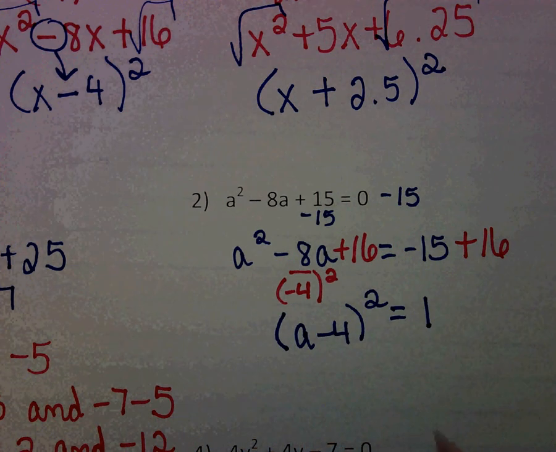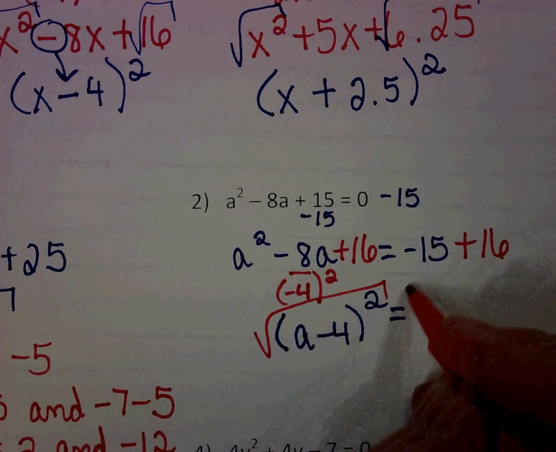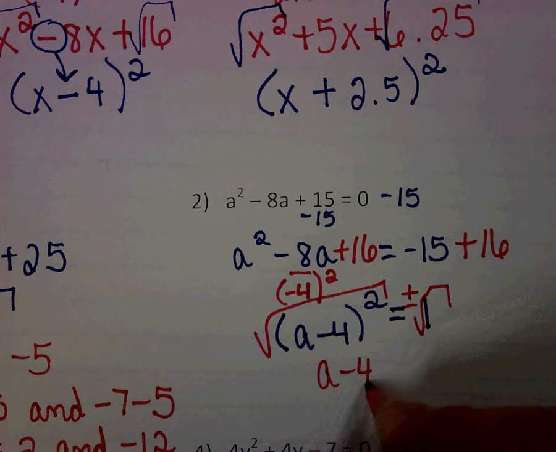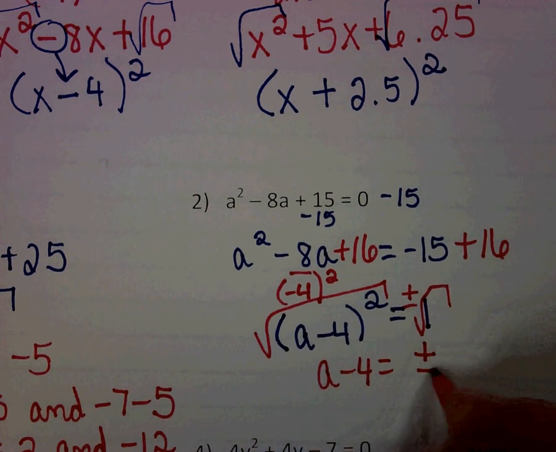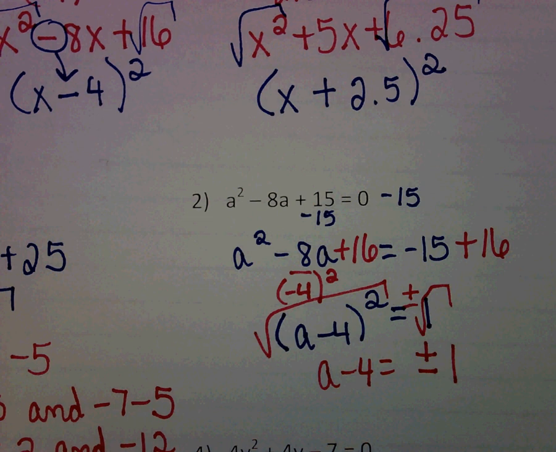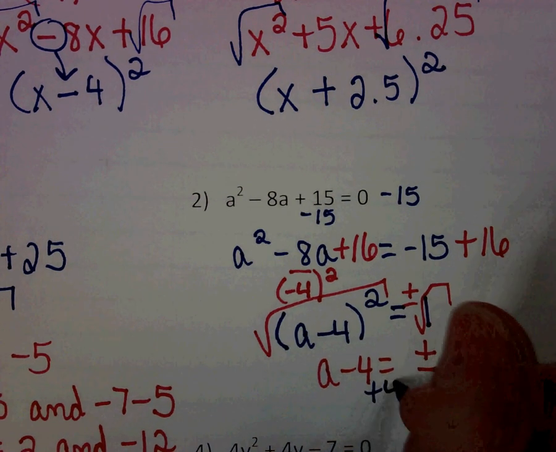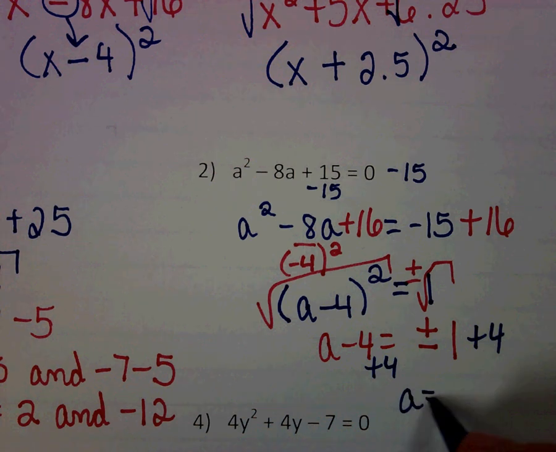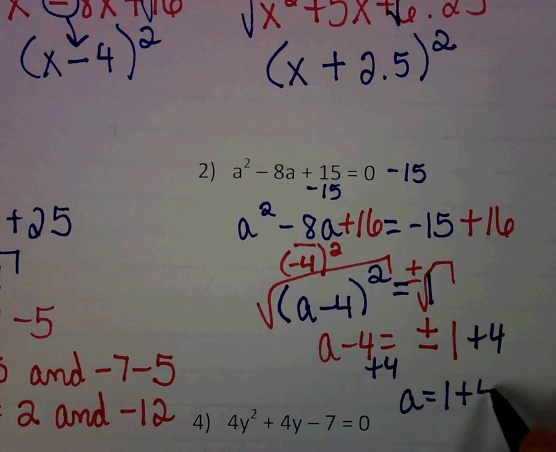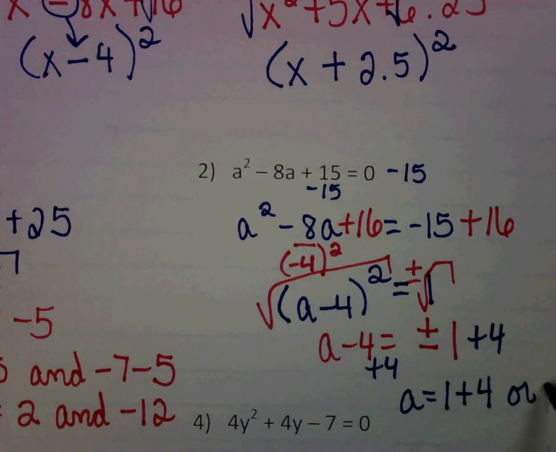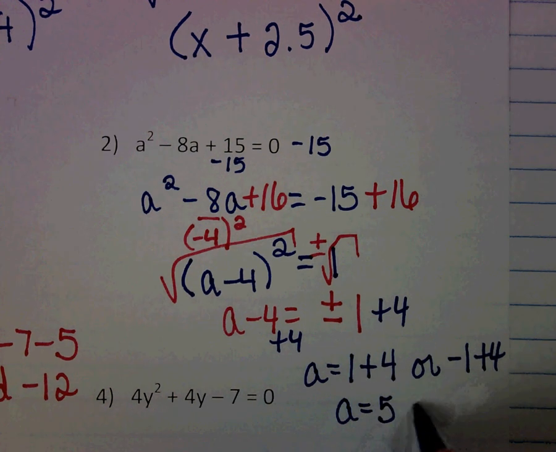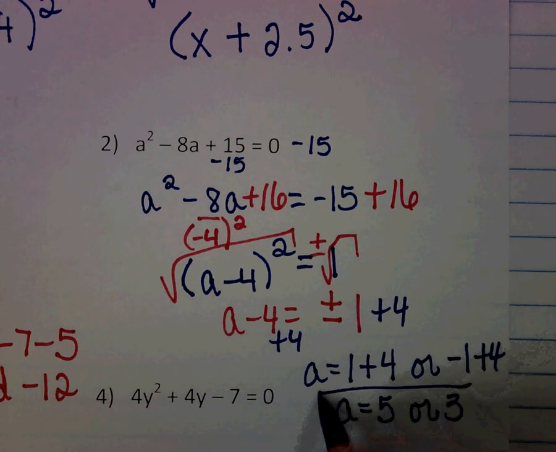Now we're going to use our square root method. So we're going to take plus or minus the square root. So we have a minus 4 equals positive or negative 1. Add 4 to both sides. And so we have that a is equal to positive 1 plus 4 or negative 1 plus 4. So a equals 5 or 3.